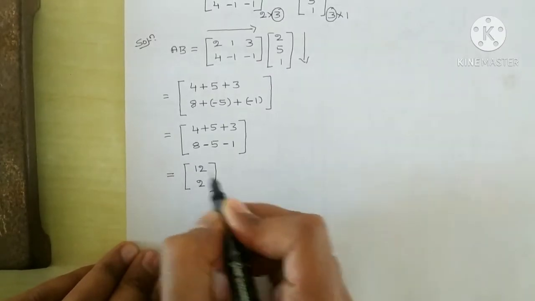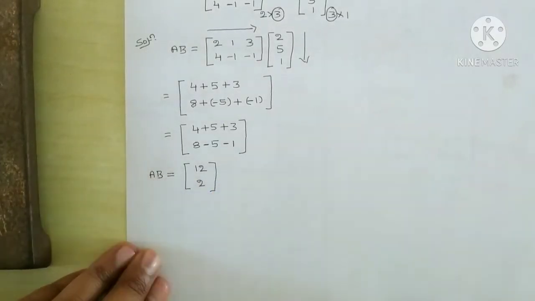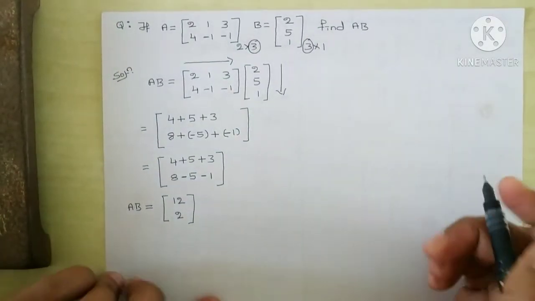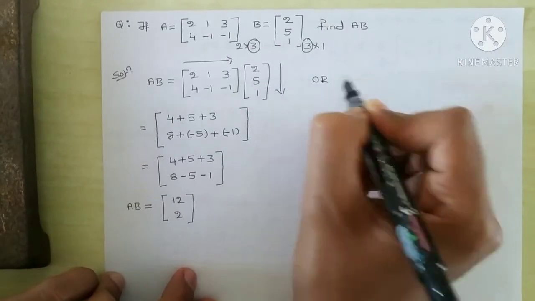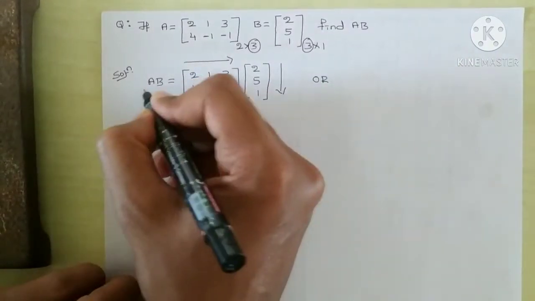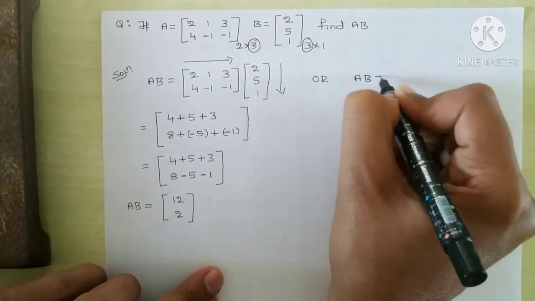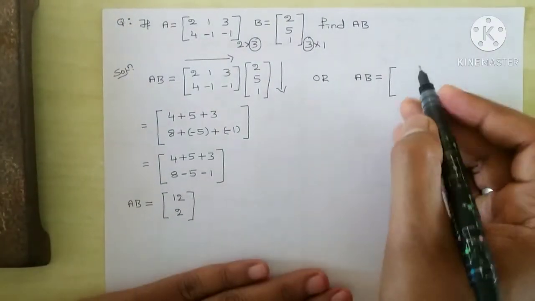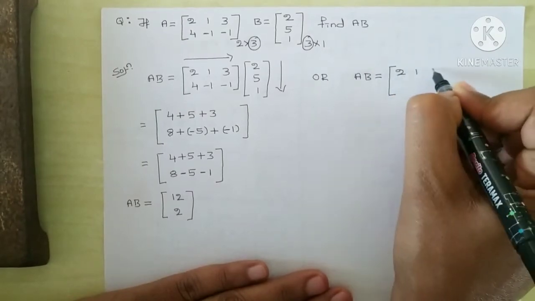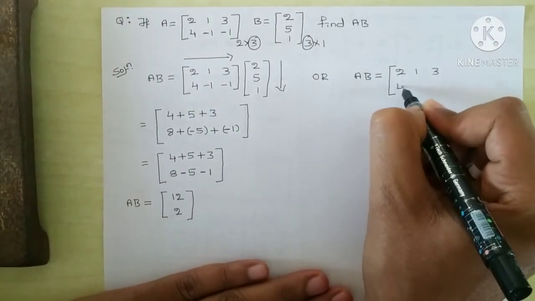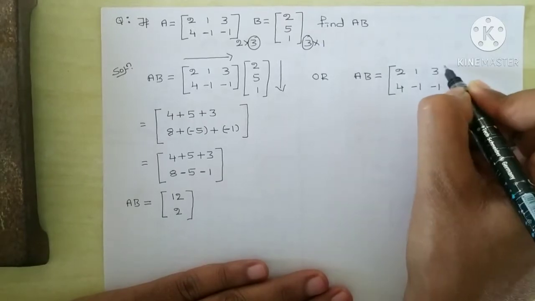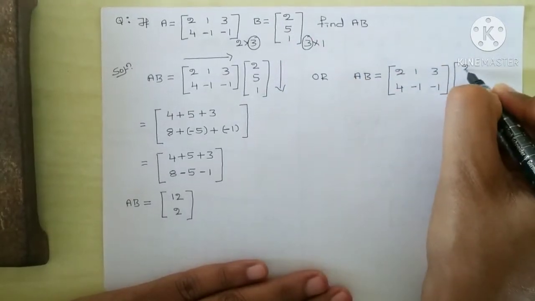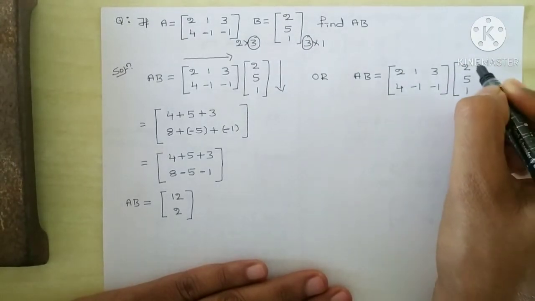So this is the value of what? A into B. So this is the value of A into B. So now, or you can solve by using box method. So first same step, A into B is equals to first matrix 2, 1, 3 first row, 4 minus 1 minus 1 second row into first column, 2, 5, 1.